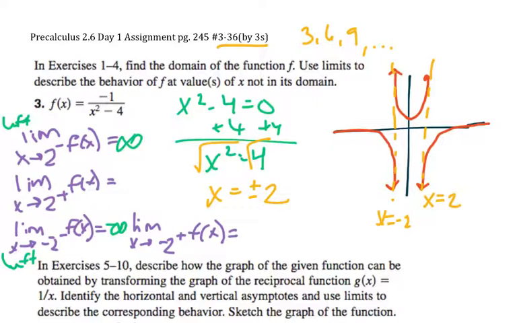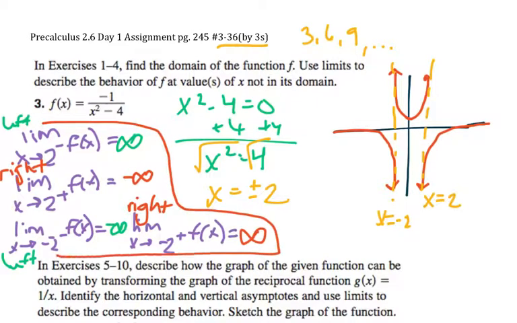Let's see, if we approach 2 from the right, so these ones are the right direction, that means that we are approaching, in this first one here, 2 from the right. So 2 from the right means we go down to negative infinity. And then approaching negative 2 from the right means that we end up going positive. So again, this is the result that we want, talking about limits to describe the end behavior of f at the values of x that are not in its domain.